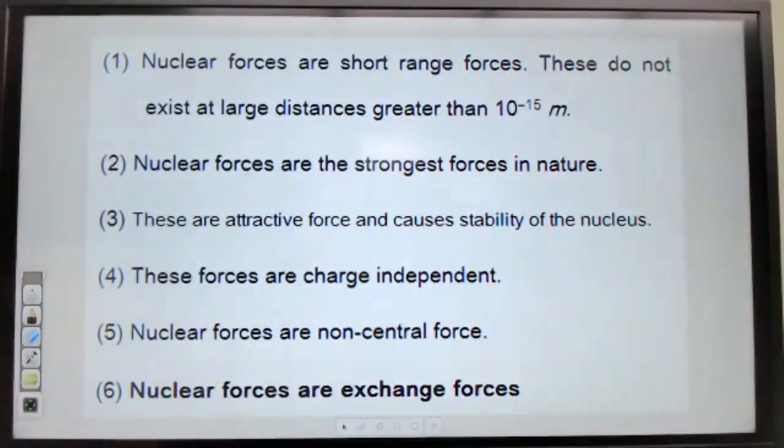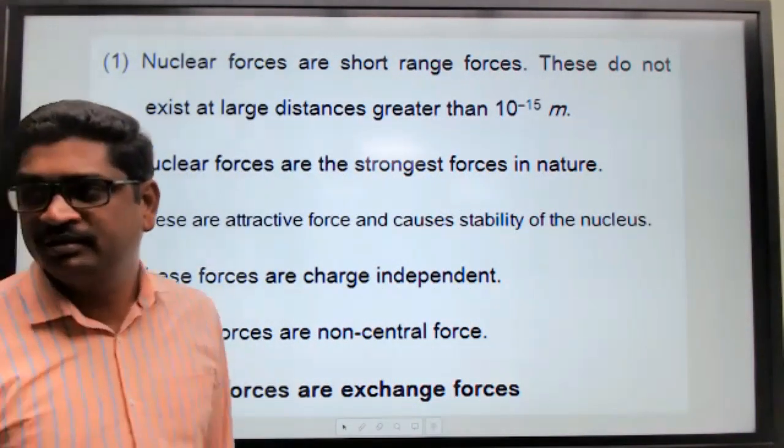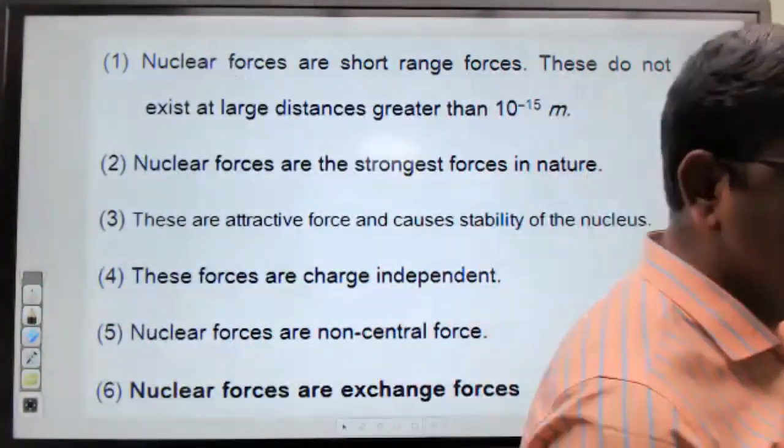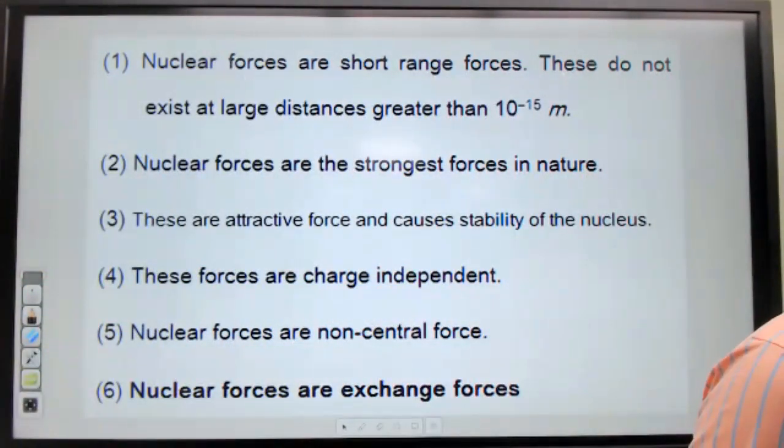So nuclear force means that is a force between nucleons. Nucleons means protons and neutrons. That is the force between positive charges only, no? Because what is the charge of the nucleus?